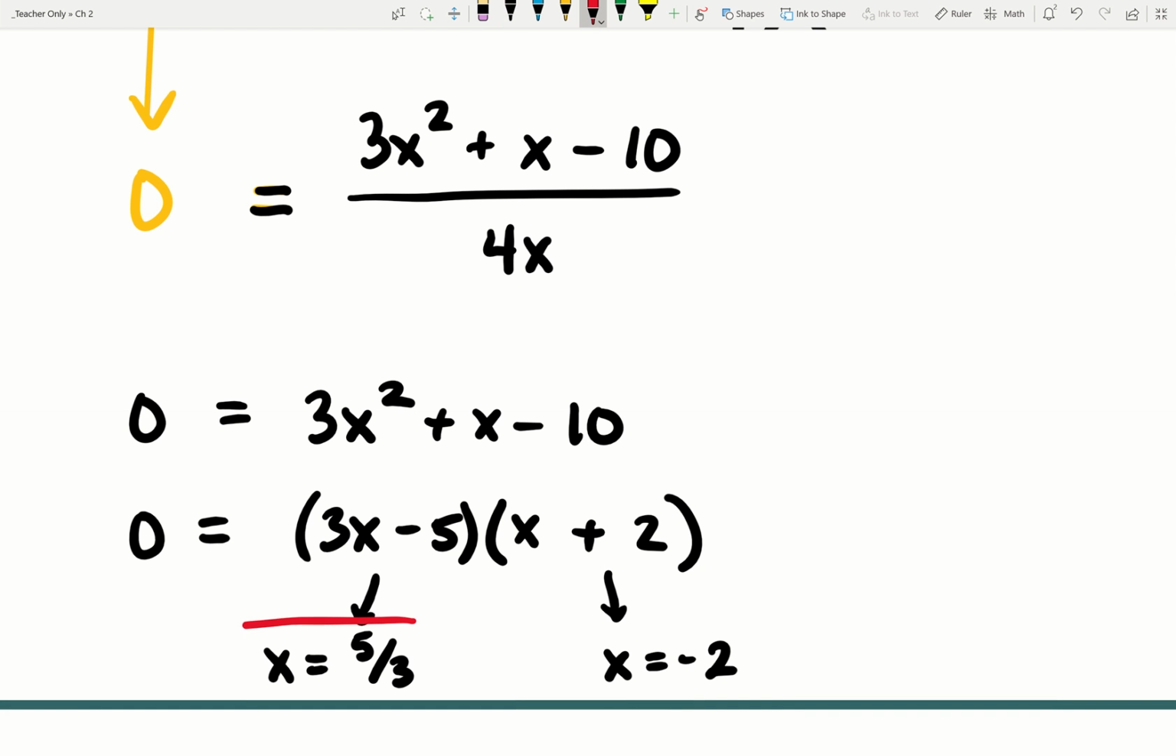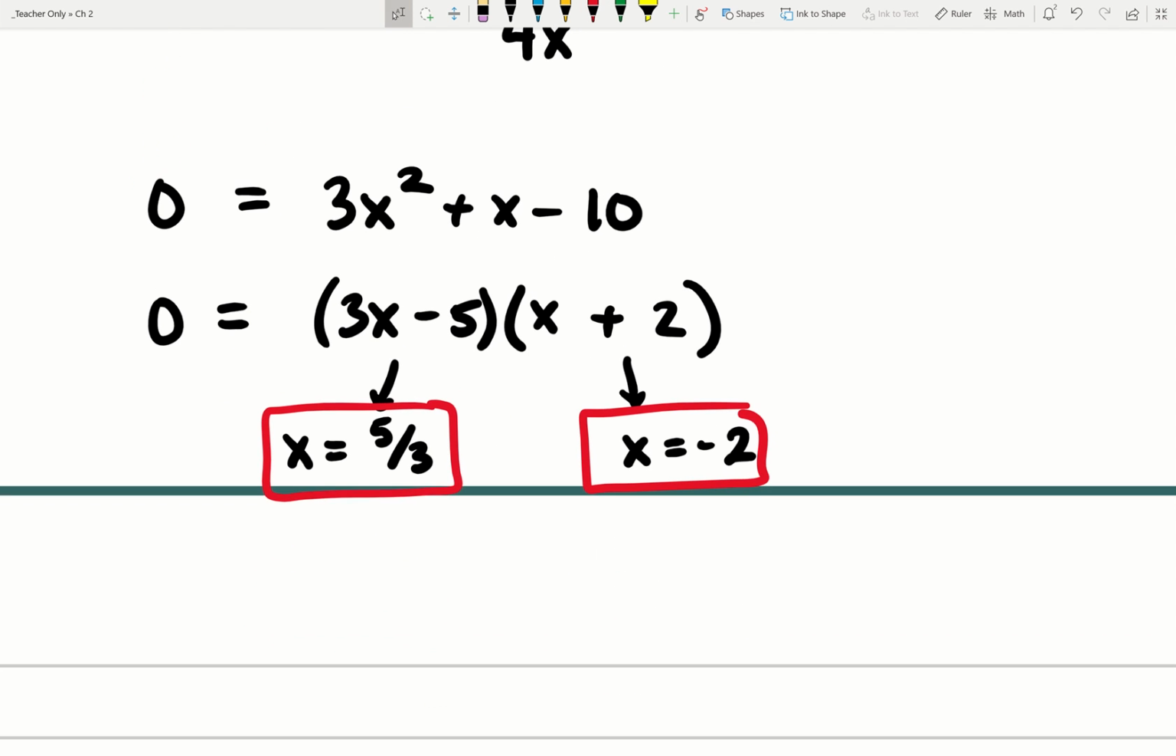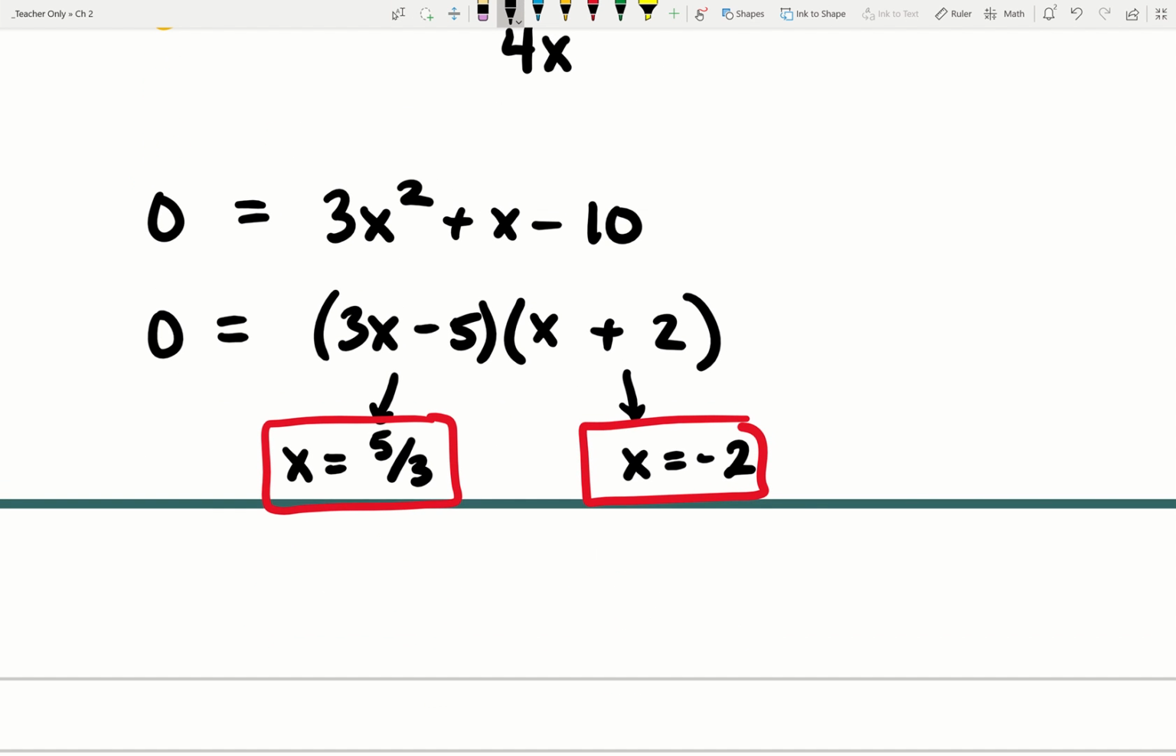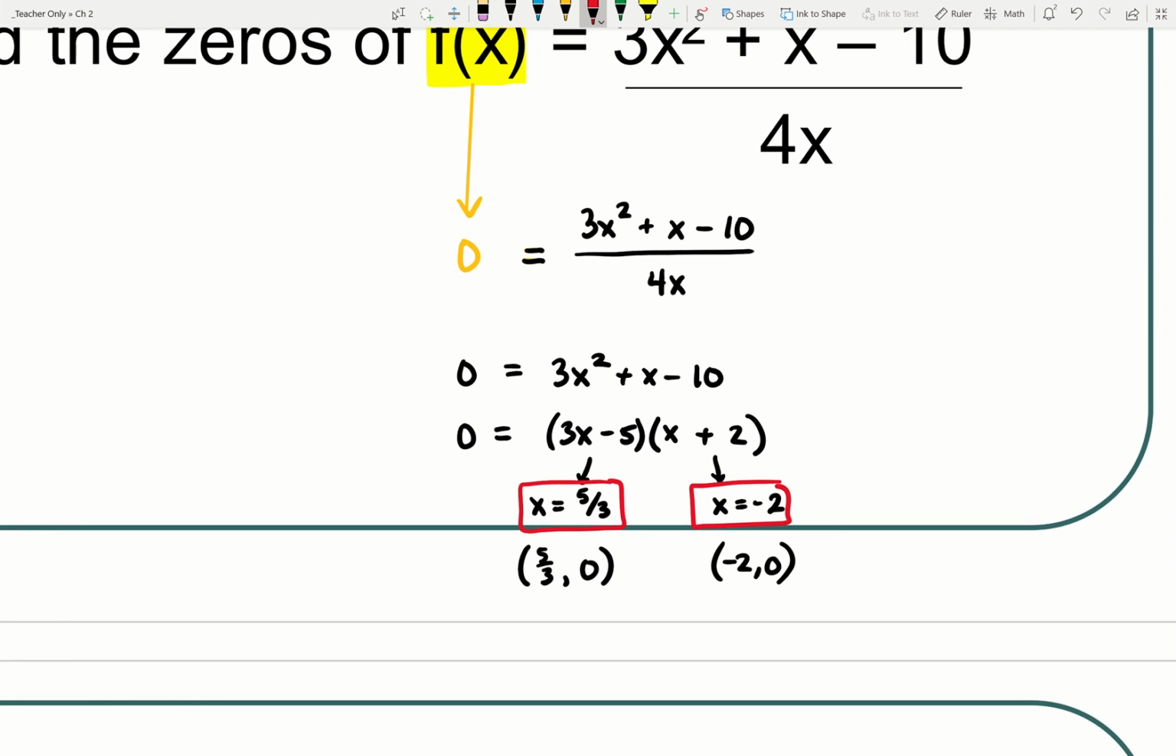So these are the zeros, but remember, the reason that we like to find these is because these correspond to points that are actually on the graph. Wherever you have a 0, that is going to be an x-intercept. So the coordinates of that x-intercept would be 5 over 3, 0, and the coordinates of this other one would be negative 2, 0. So it's basically whatever your 0 is, that is the x-coordinate, and then since these are x-intercepts, the y-coordinates are just always going to be 0.